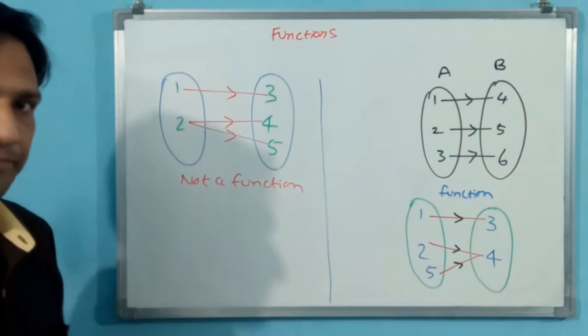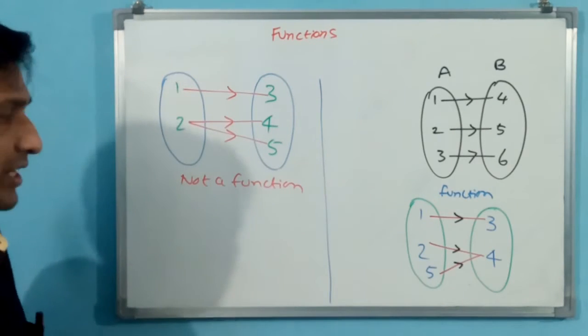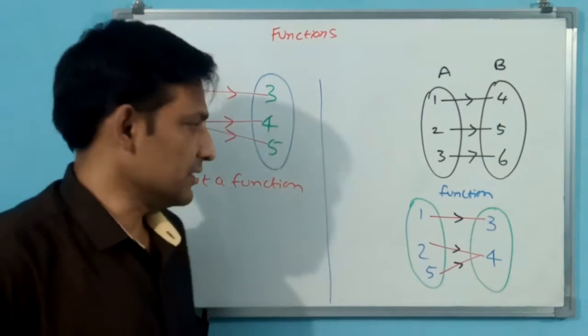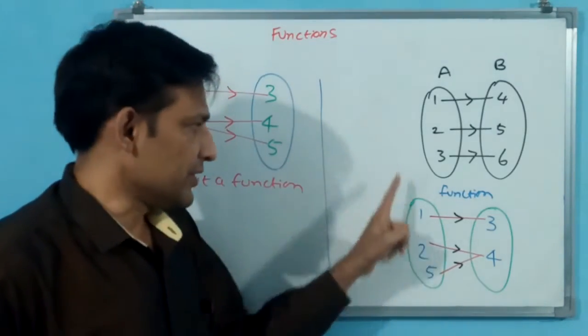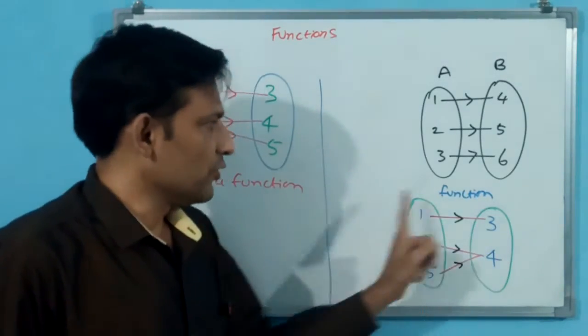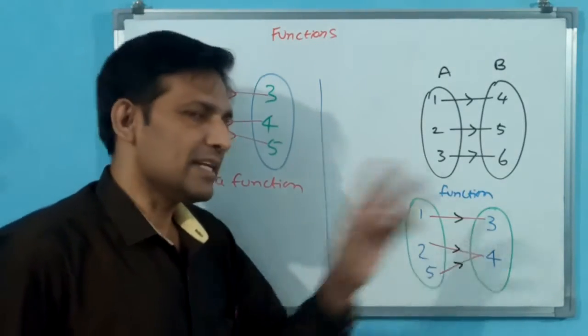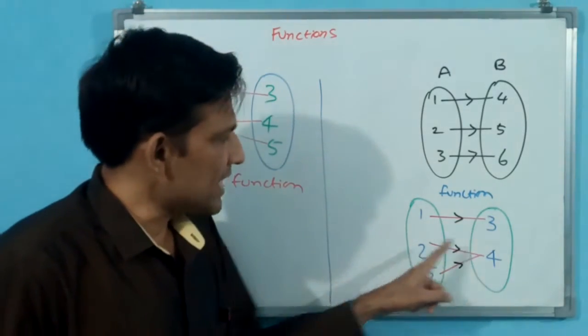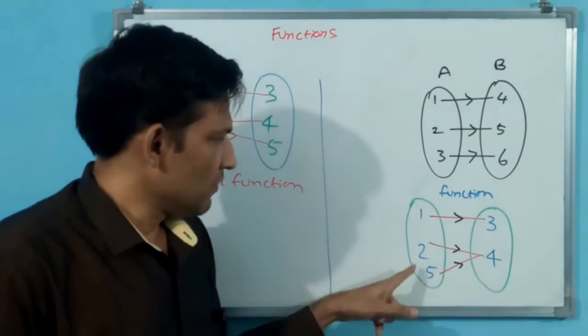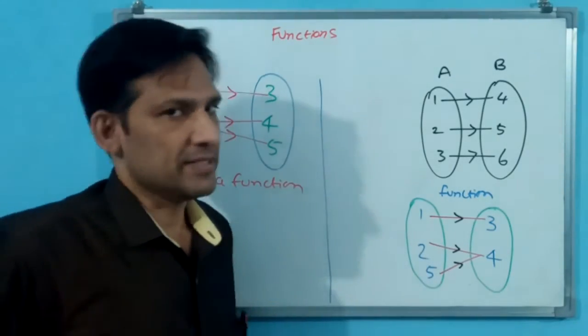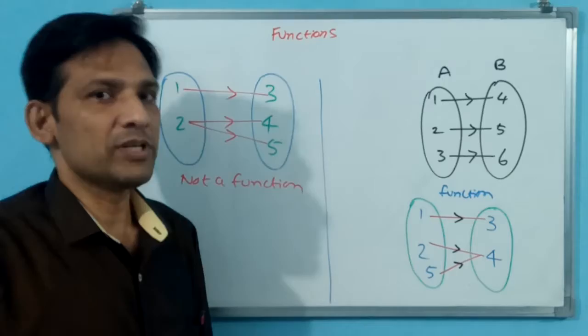This is a function. Why? Because the function definition says there should be a relation and each element from set A should have one and only one image. See, 1 has only 3 as its image, 2 has only 4 as its image, 5 has only 4 as its image. That is why this is also a function.